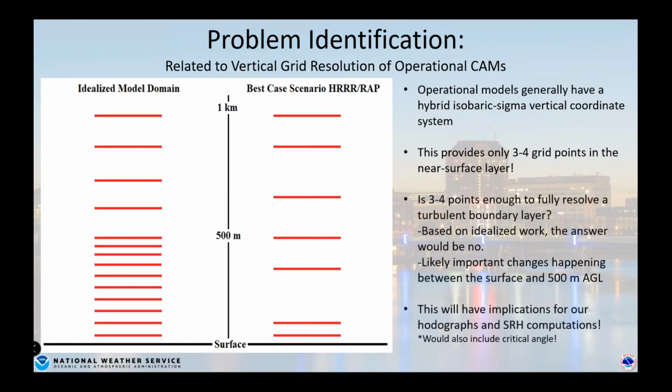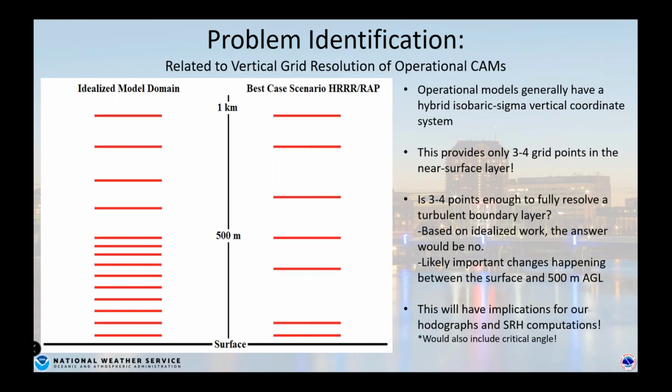And so the question that we're asking here is, are 3 to 4 points really enough grid points to resolve features that are within the turbulent boundary layer? Typically for a lot of features, we're looking to have 9 to 10 grid points to be able to adequately resolve it. And so if we look at the work based on the idealized simulations that have been conducted in this decade, the answer to that would likely be no, as important changes are happening over very small increments within that 0 to 500 meter above ground layer.